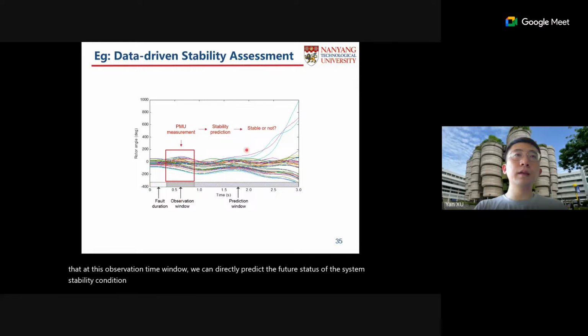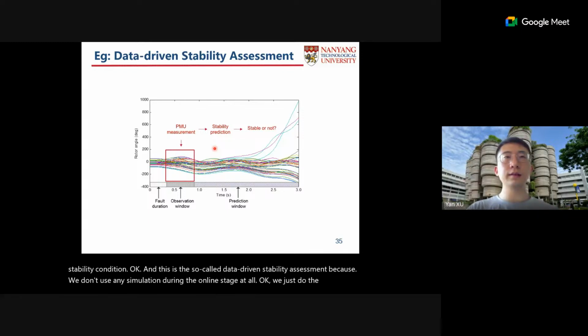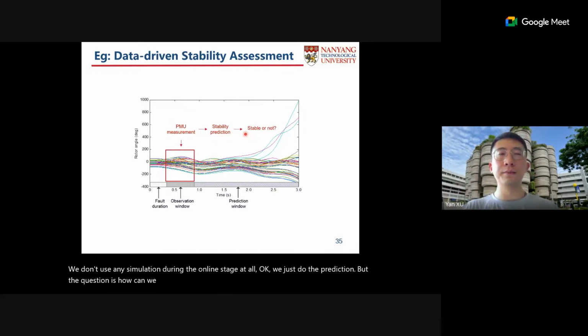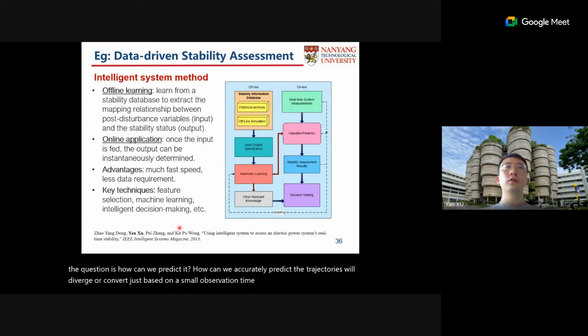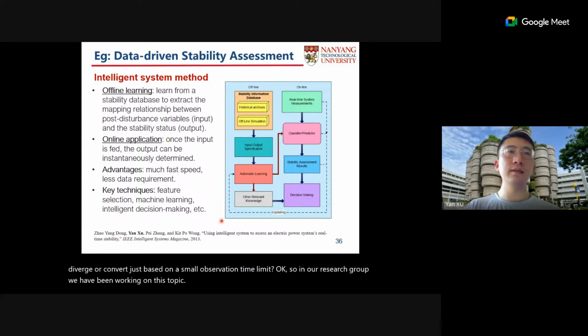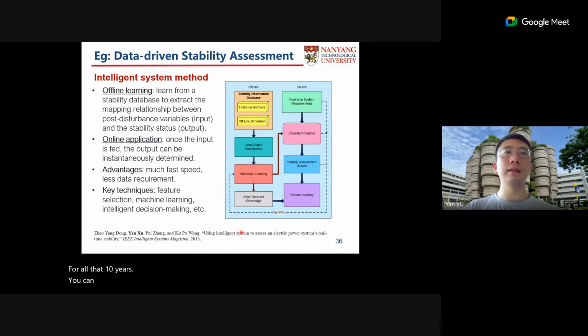This is the so-called data-driven stability assessment, because we don't use any simulation during the online stage at all. We just do the prediction. But the question is, how can we predict? How can we accurately predict whether the trajectories will diverge or converge just based on a small observation time window? In our research group, we have been working on this topic for more than 10 years. You can see here, in 2013, we published a magazine article to introduce this approach.